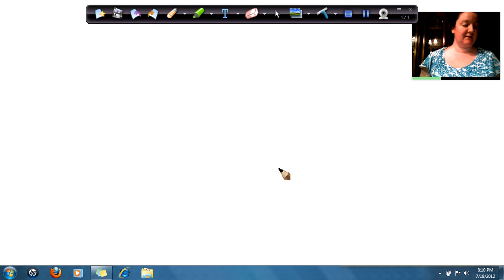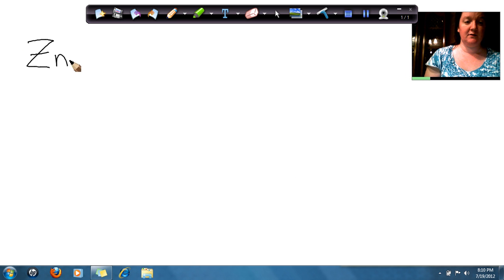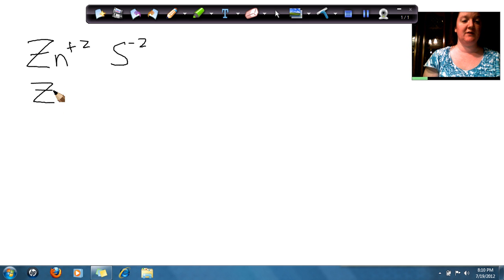So now we're going to look at example number 6. We have zinc sulfide and oxygen becoming zinc oxide and sulfur. So if we look at zinc sulfide, we know that zinc has a +2 charge. We know that sulfide has a -2 charge. So when we put those two together, we get ZnS.